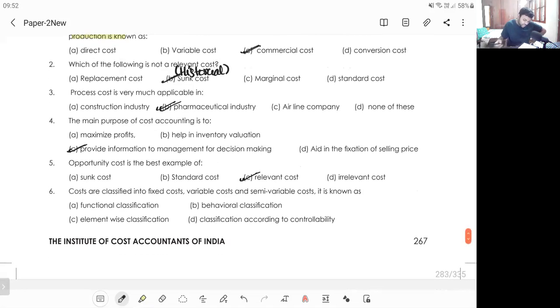Next, cost into fixed, variable and semi-variable. We call it behavioral classification. On element wise, material, labor. On the base of controllability, controllable, non-controllable. On the base of function, manufacturing and commercial cost.